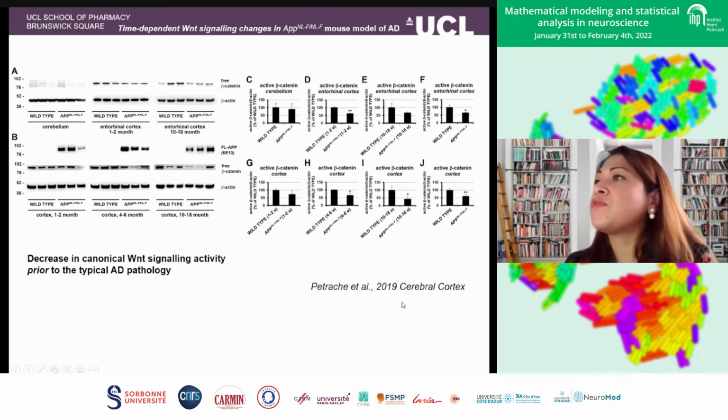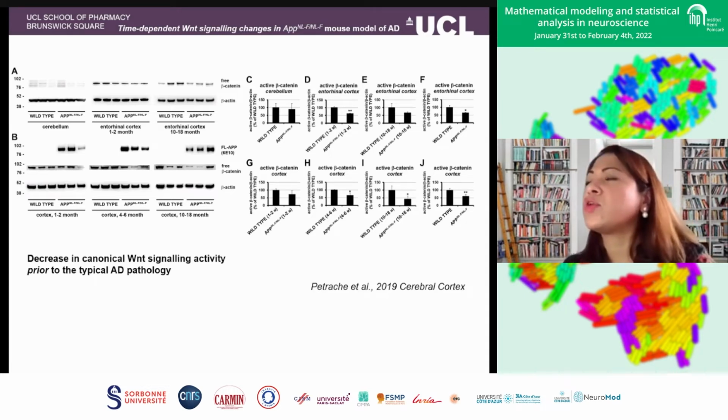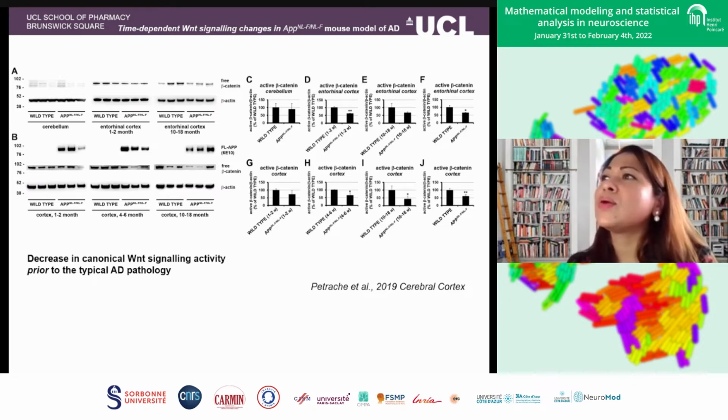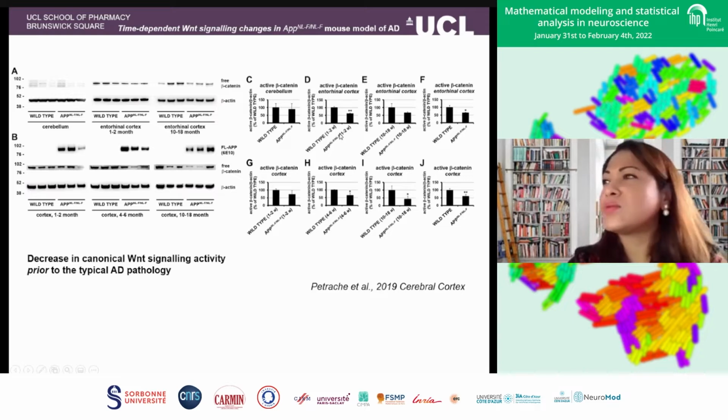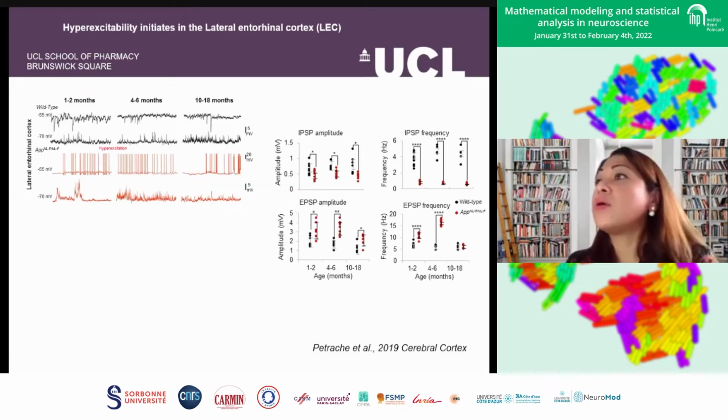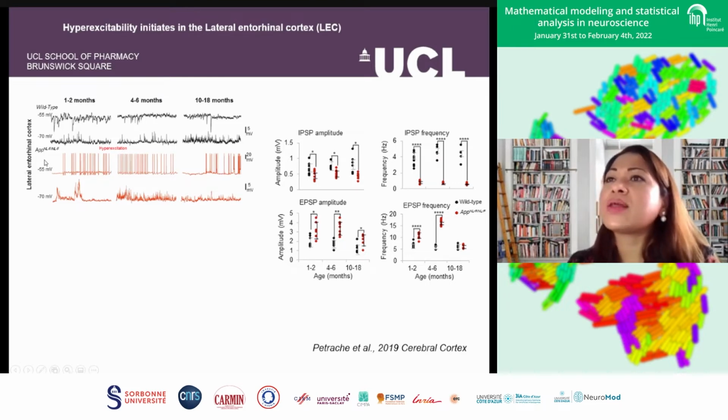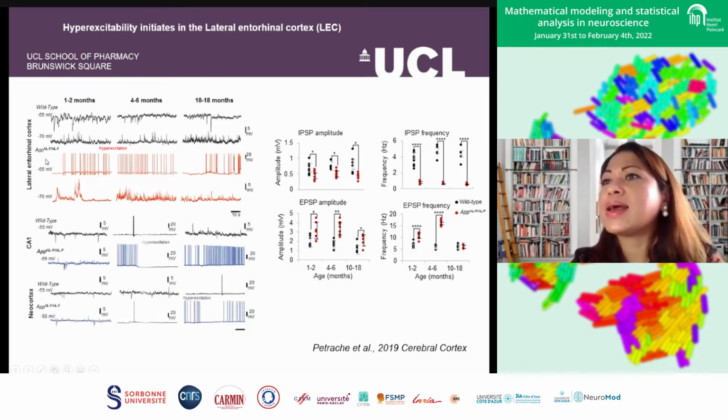2019, Cerebral Cortex. We find that from an early age, at 2 months, which is equivalent to, let's say, a 20-year-old human being, the Wnt signaling is already at a low level. And this is correlated with what we see from our recordings. So we recorded wild-type mice and the AD model at different time windows. We have 1 to 2 months, 4 to 6 months, and 10 to 18 months as an example here. And we looked at the lateral entorhinal cortex as well as the CA1 and the neocortex.